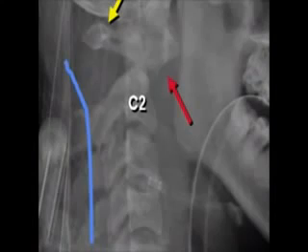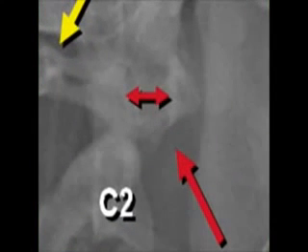You can see that the body of C1, as indicated by the yellow and red arrows, is markedly forward on the body of C2. If you look at the blue line, which is supposed to smoothly connect all the spinolaminar white lines of the spine, it clearly misses posteriorly the spinolaminar white line of C1, indicated by the yellow arrow here. There's a marked increase in the predentate space. In the actual radiograph, this measured 15 millimeters.